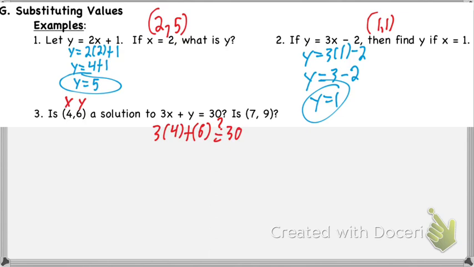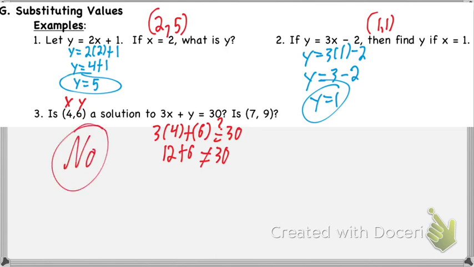Wait a second, what is 7 and 9 though? Well, that's another question. So we do this first, then we say, okay, well, second question. Is this a solution? Okay, so 4, 6. 3 times 4 is 12. 12 plus 6, that doesn't equal 30, does it? So is 4, 6 a solution? No, is our answer. And this is our work proving it.